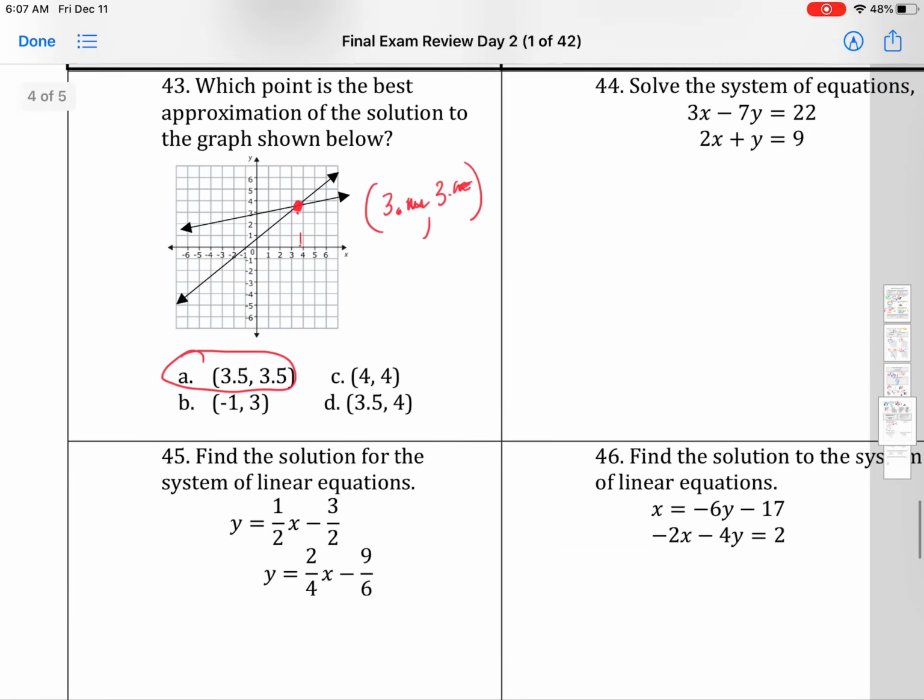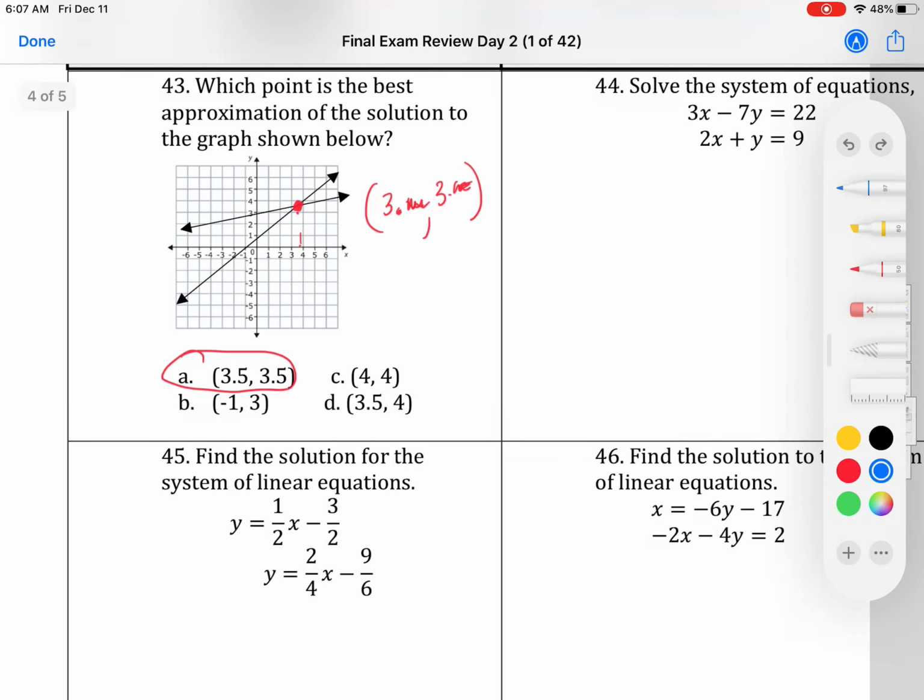In 45, these two equations are already solved for y. So all I need to do is plug them into the calculator and see where they cross. So I'm going to go to Desmos. When it's in y equals, it's easy.